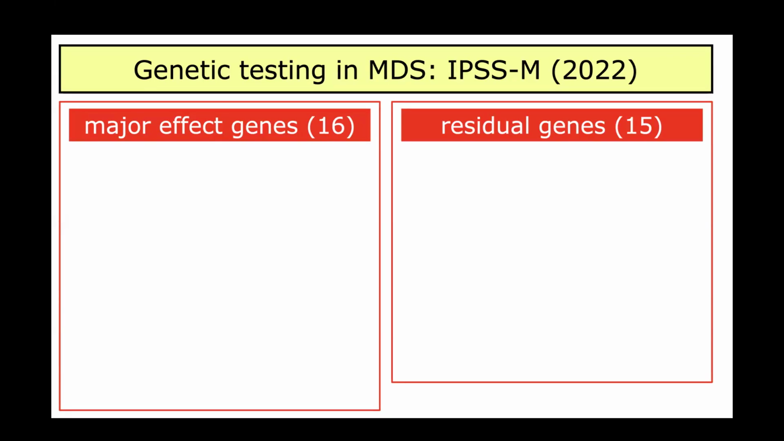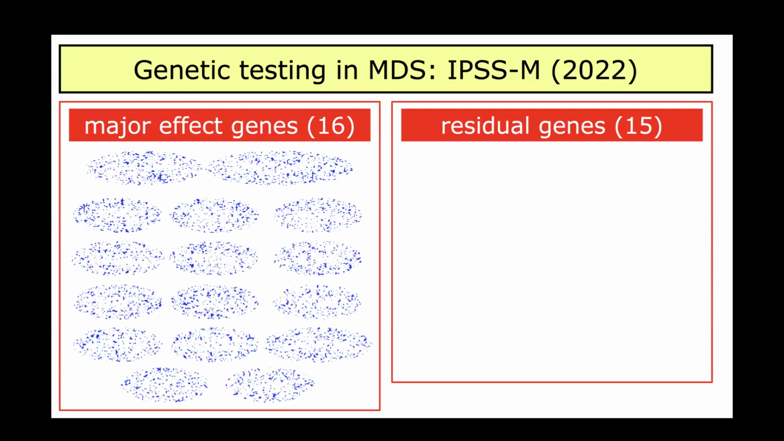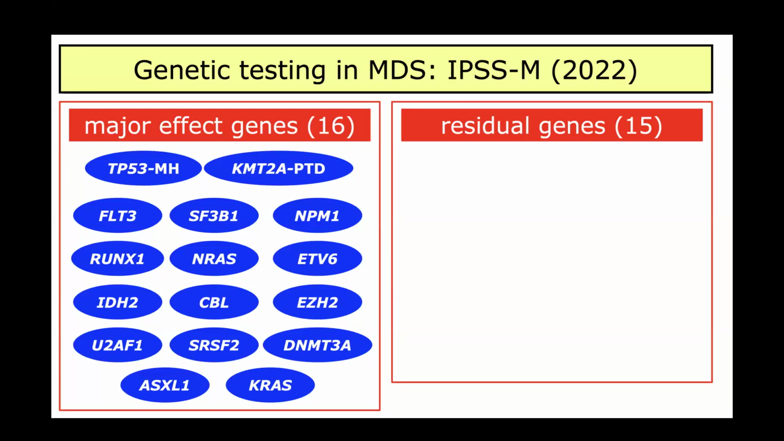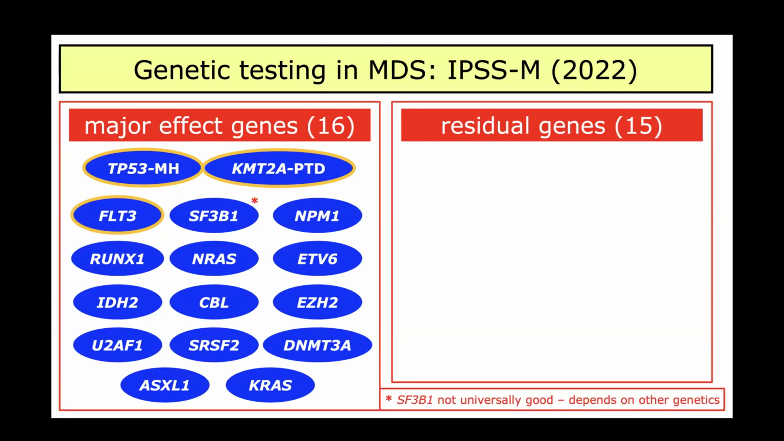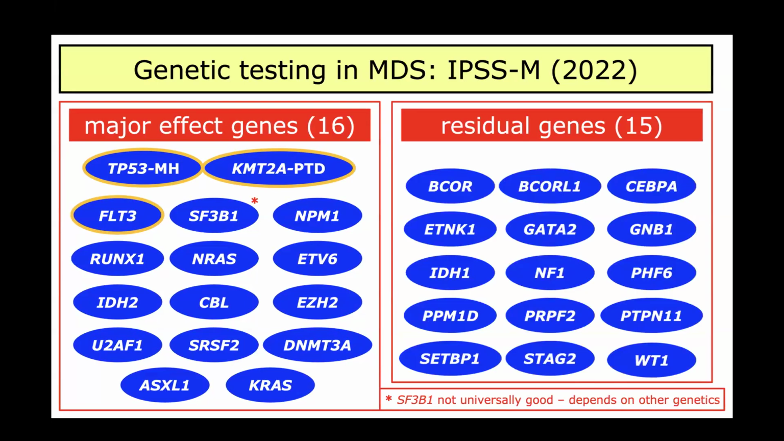As their names suggest, the major effect genes appear to be more biologically relevant. They are listed here. Impossible to remember them all, but I'm highlighting these three: TP53 multi-hits, KMT2A partial tandem duplication, and FLT3 mutations seem to have the most negative effect when present in a myelodysplastic syndrome. Also wanted to highlight, and I touched upon this before, SF3B1 mutations are generally good, but they're not universally good, and it depends on what other genetic abnormalities are present at the same time. And then on top of that are the 15 residual genes. So a total of 31 genes, according to this study, that are prognostically relevant.